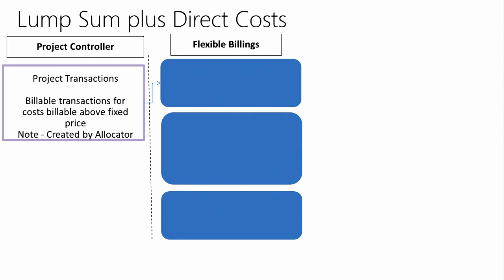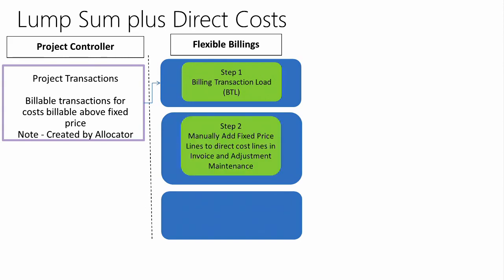Under the scenario of a lump sum plus direct costs, we could enter our manual line like I just showed you on the invoice and adjustment maintenance screen, but we could also bring over line items for direct costs that might be billable, such as travel. That's quite common. We would have a lump sum plus travel. So we run billing transaction load. We could manually add our fixed price line like I just showed you, and the cost that came over from Allocator would also be included on that invoice. And then we'd follow the same invoicing steps that we did before: run the invoice, print it, and post it. And then we're finished.